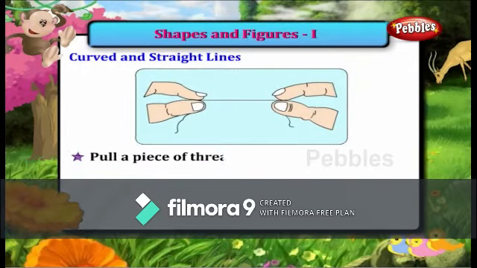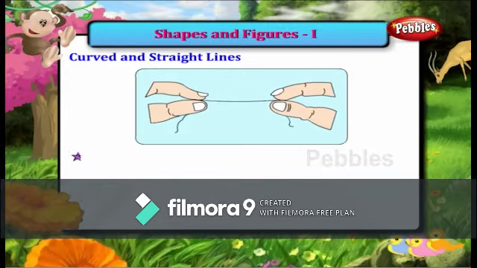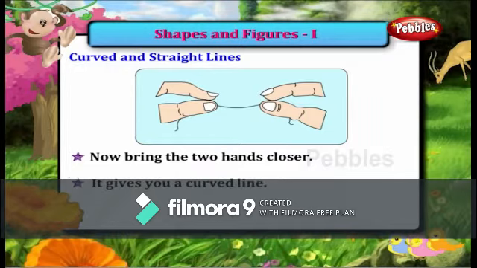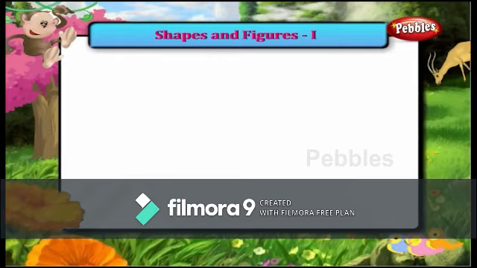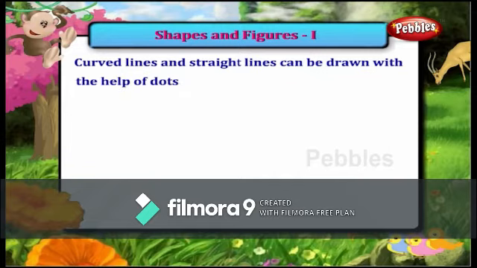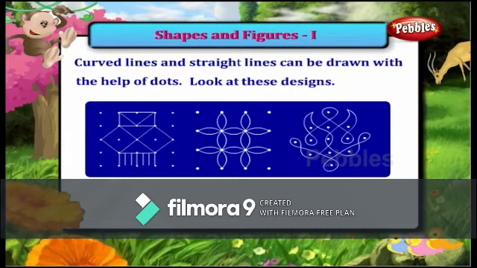Pull a piece of thread tightly between your hands as shown. It gives you a straight line. Now bring the 2 hands closer. It gives you a curved line. Curved lines and straight lines can be drawn with the help of dots. Look at these designs. We call them kolam.